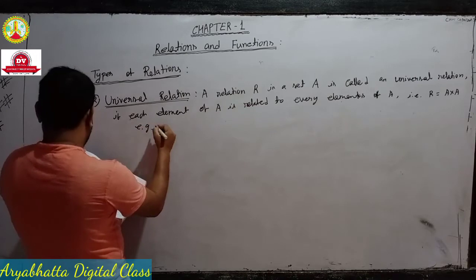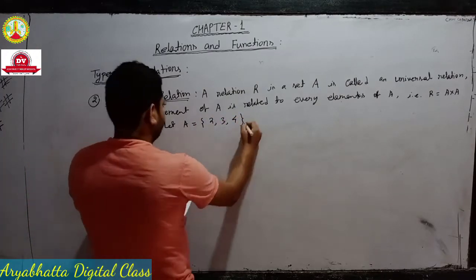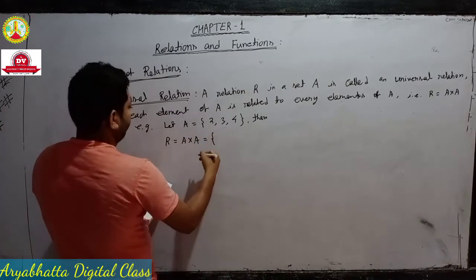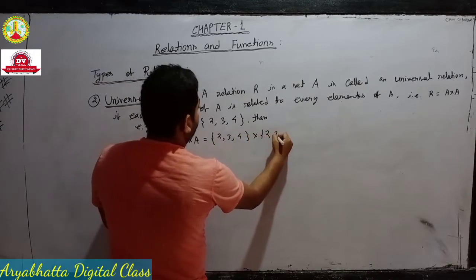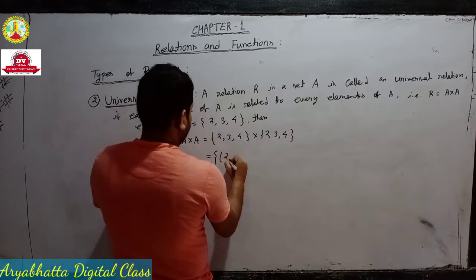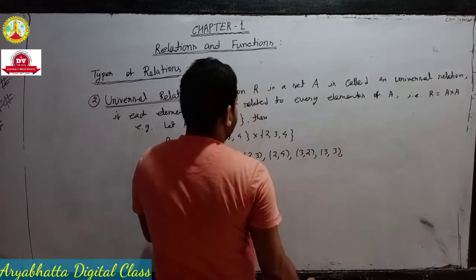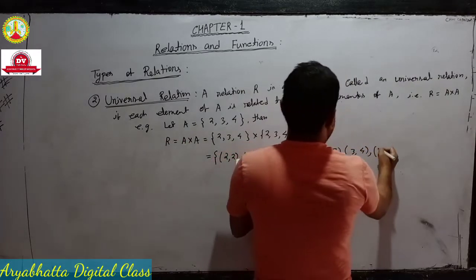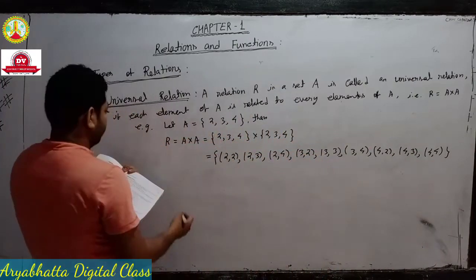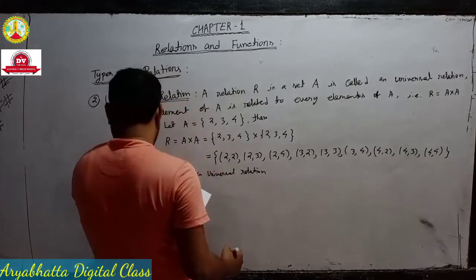For example, let A equal to {2, 3, 4}, then R equal to A cross A, this equals {2, 3, 4} cross {2, 3, 4}, this equals {(2, 2), (2, 3), (2, 4), (3, 2), (3, 3), (3, 4), (4, 2), (4, 3), (4, 4)}, is a universal relation in A.